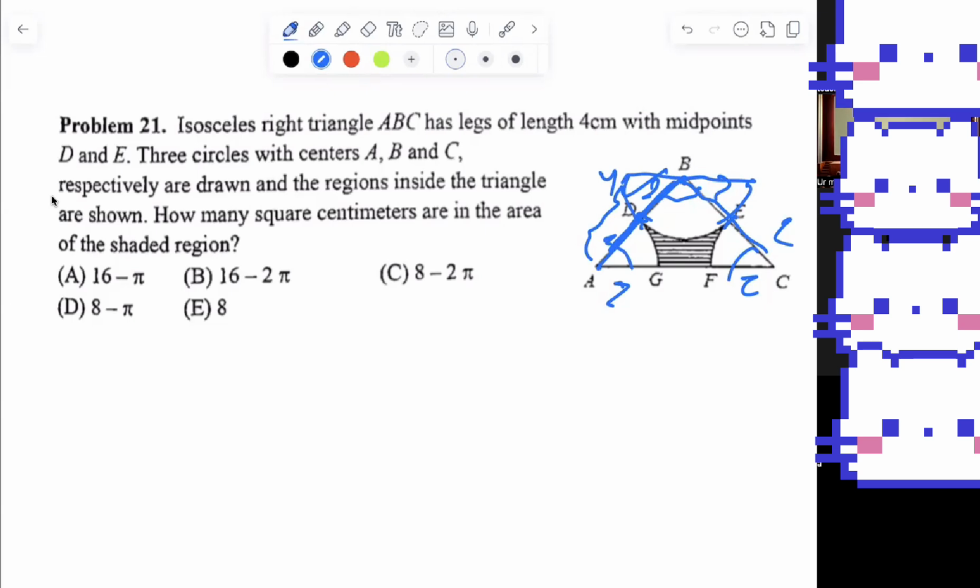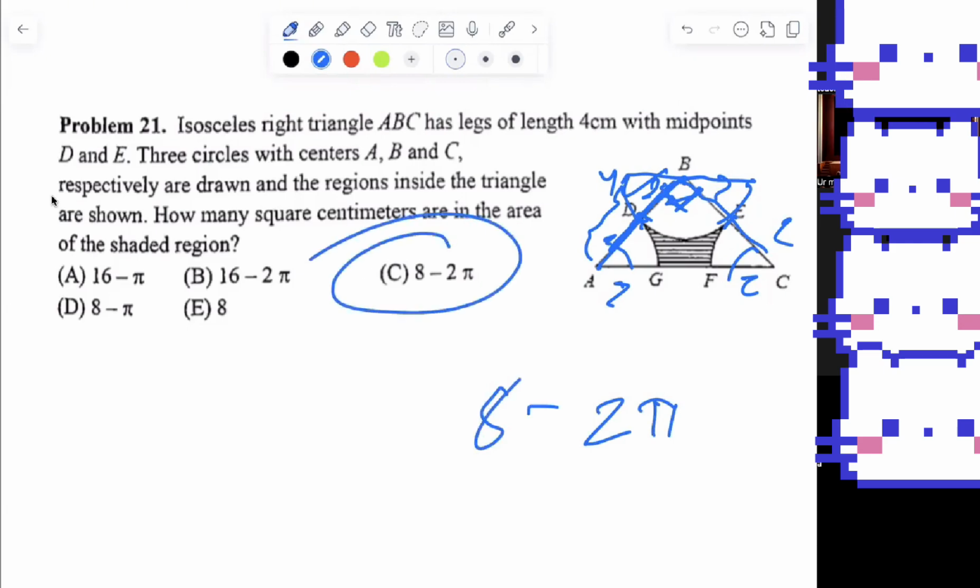So from there, we can quickly see that the area of that circle is 2 pi. So the half circle is 2 pi. Notice they say it's a right isosceles, so it's a right triangle now. So basically the area of that is 4 times 4 divided by 2, or 8. So 8 minus 2 pi, or C is our answer.